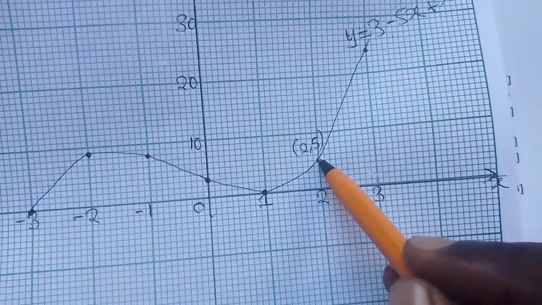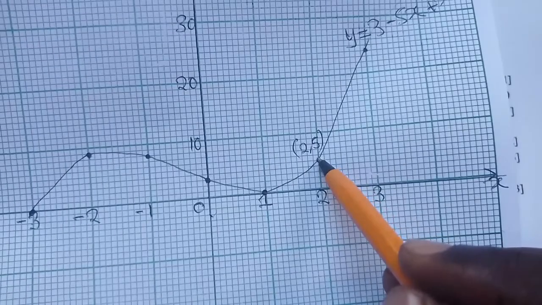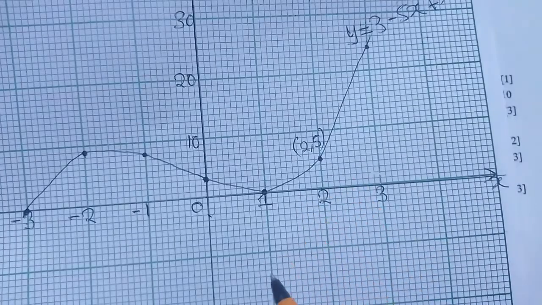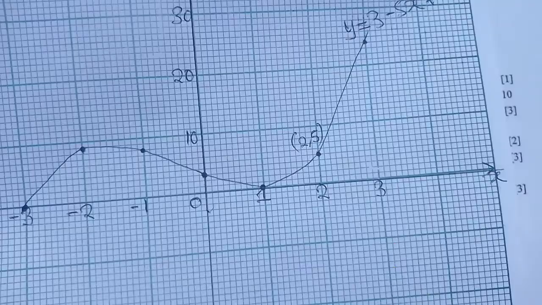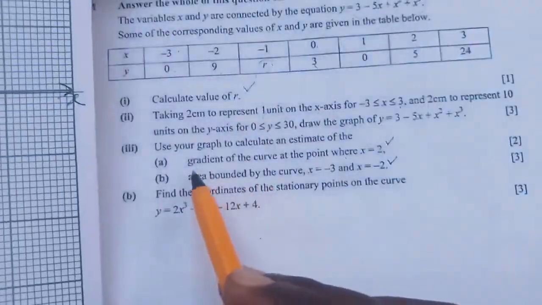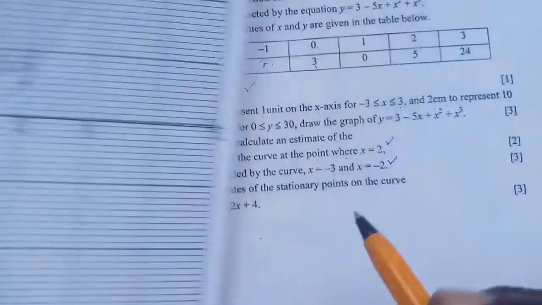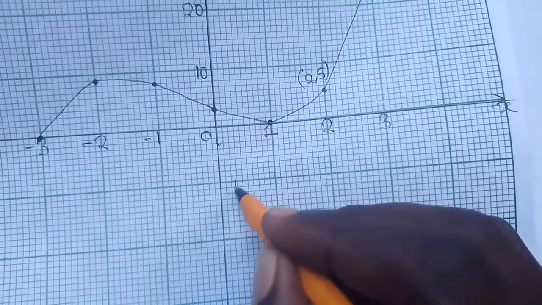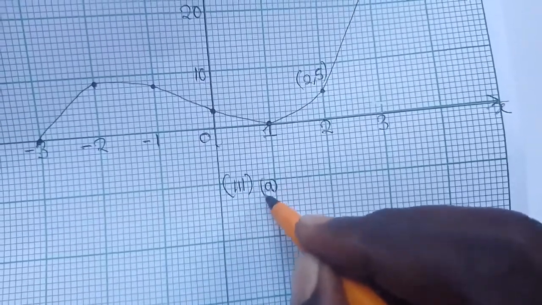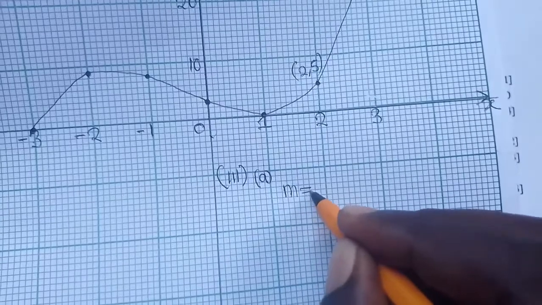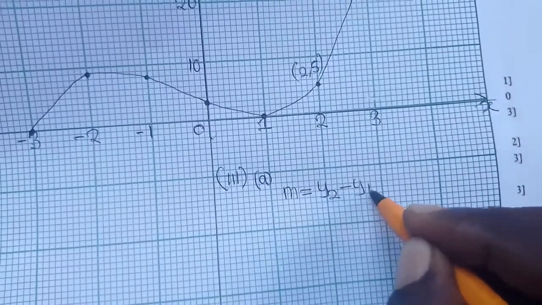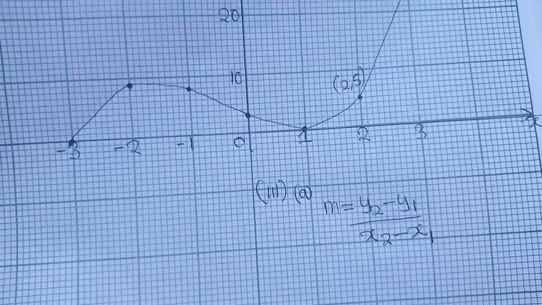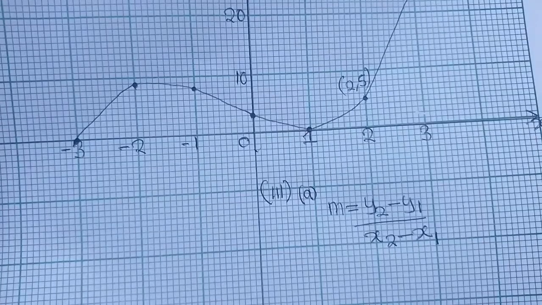Do you know what a tangent is? A tangent is any line touching a curve or a circle at one point. So it should just touch the curve. So here, what are we aiming at? We are aiming at finding the gradient. How do we find the gradient? This is C. This is 3a. So I'm going to put here 3a, gradient. How do we find the gradient? You know that gradient is equal to y2 minus y1 over x2 minus x1. Have you seen? This is what you are supposed to do.